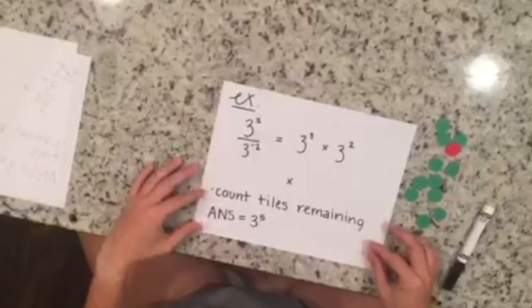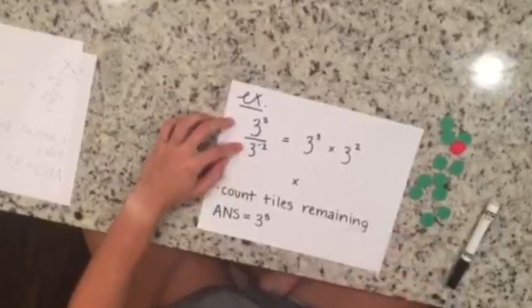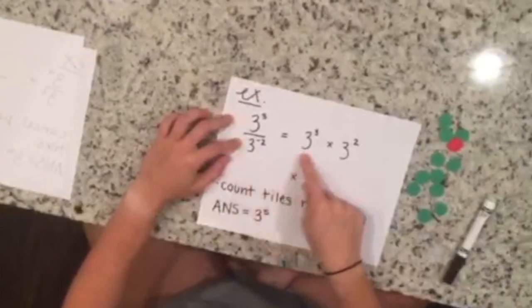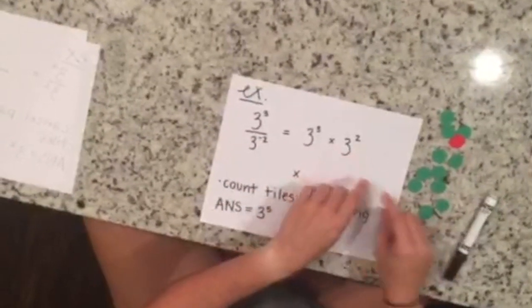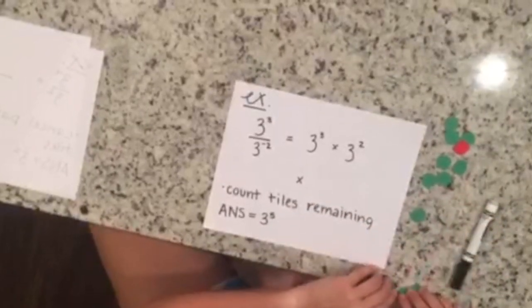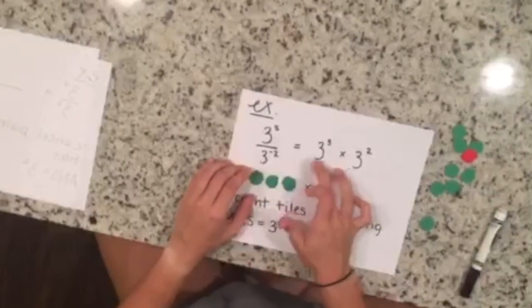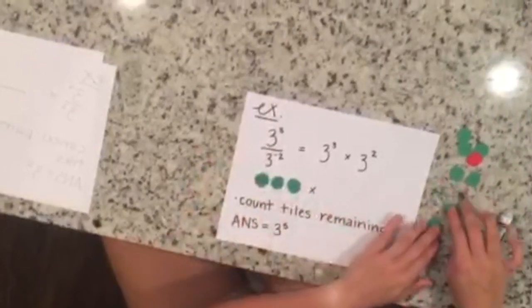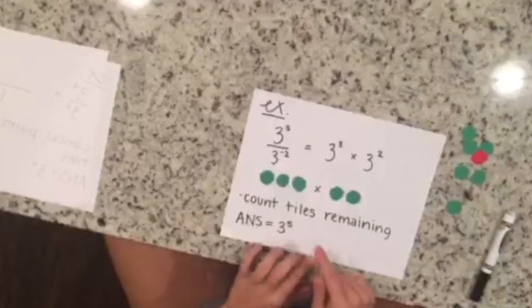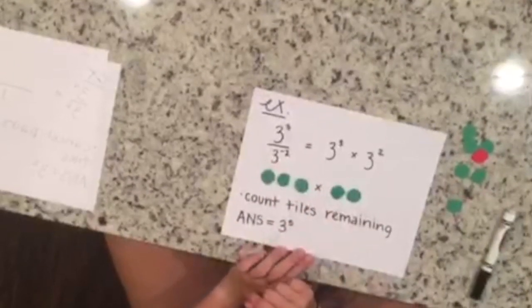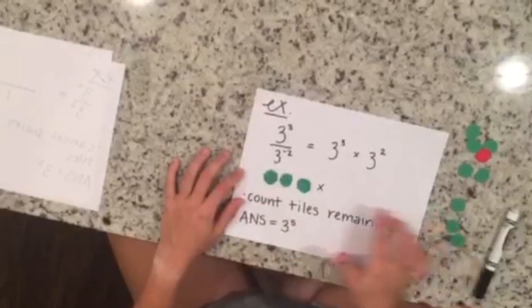So in our last example today, we have 3 cubed divided by 3 to the negative 2 power. So we can rewrite this by writing 3 cubed times 3 squared. And this makes it a little bit easier to manipulate. You don't have to write it this way. You can do it as a fraction if you want. This is just a little easier. So we can write our first part as 3 green tiles, and our second part as 2 green tiles. So we know with multiplication, we count the tiles that are remaining, so that gives us 5 tiles, and our answer is 3 to the 5th.